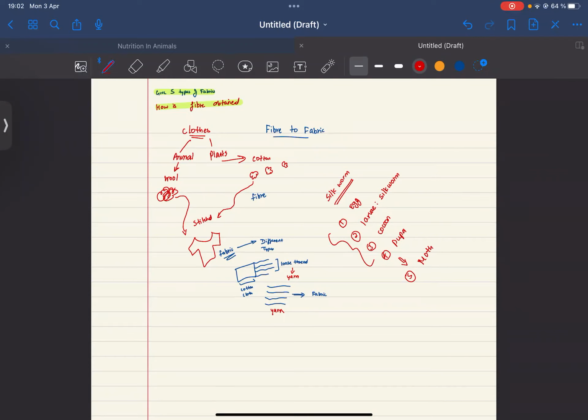So I already told you what these fibers are. These fabrics are made up of yarns, as I mentioned, and yarns are again made up of fibers. Look at the difference. Fibers are converted into yarns and yarns are converted into fabrics. It goes like that.